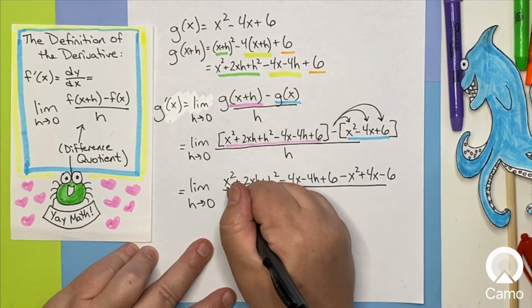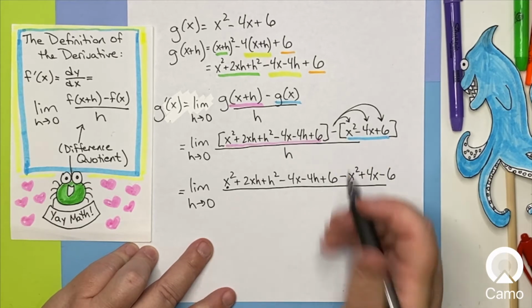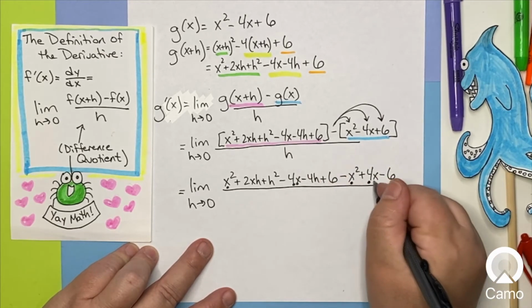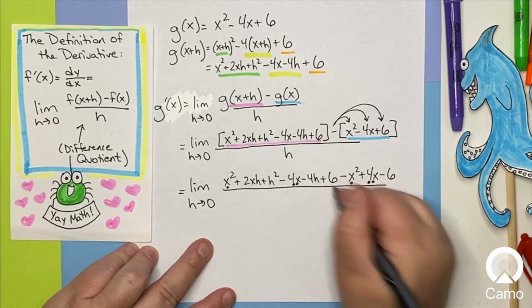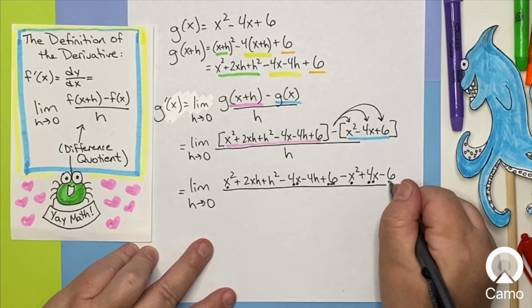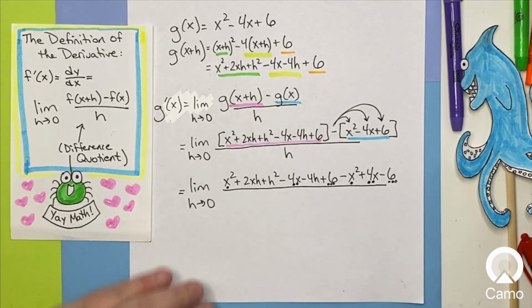I'm going to draw a single dot under the x squareds because they cancel. And I'm going to write 2 dots under the 4x because there's a minus 4x and a plus 4x. And then there's a plus 6 and a minus 6. So 1, 2, 3, 1, 2, 3. You can use other colors or other ways of marking this down.